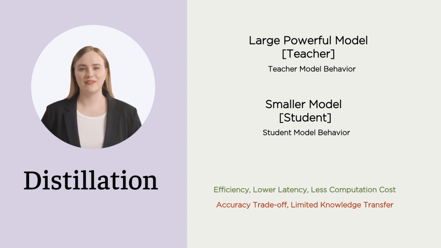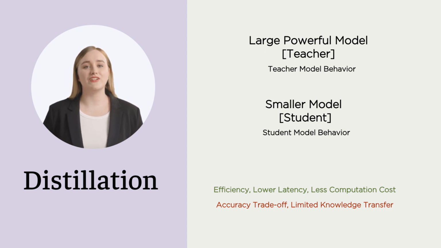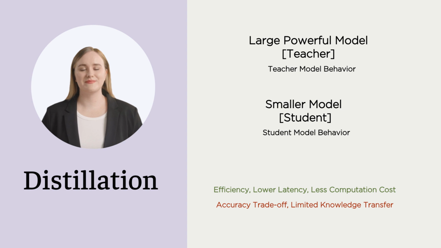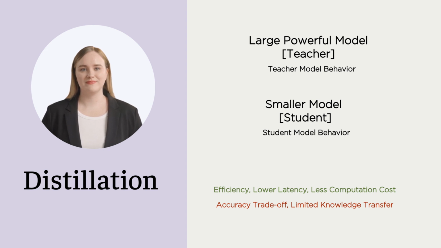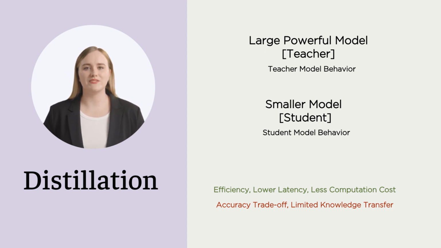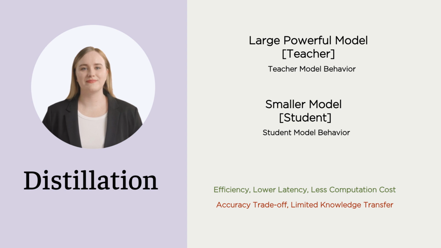Pros. Efficiency. Distilled models are much smaller and faster, making them more suitable for deployment in resource-constrained environments, e.g., mobile or edge devices. Lower latency. The smaller model can often perform inference much faster than its teacher counterpart, improving real-time application performance. Less computational cost. Distillation reduces the number of parameters, allowing the model to run with less memory and computation power.